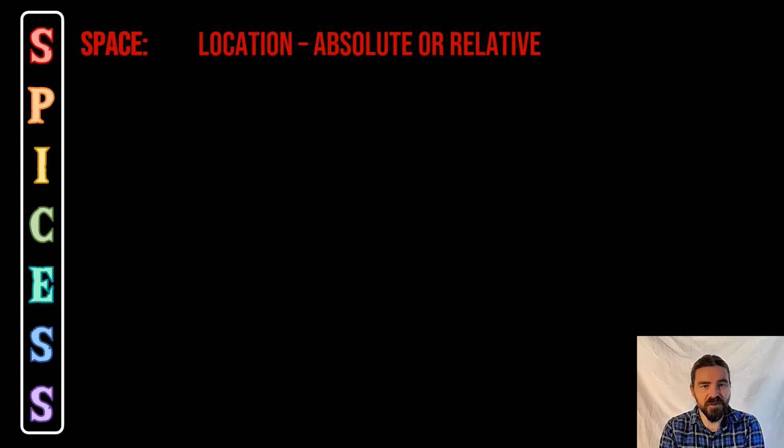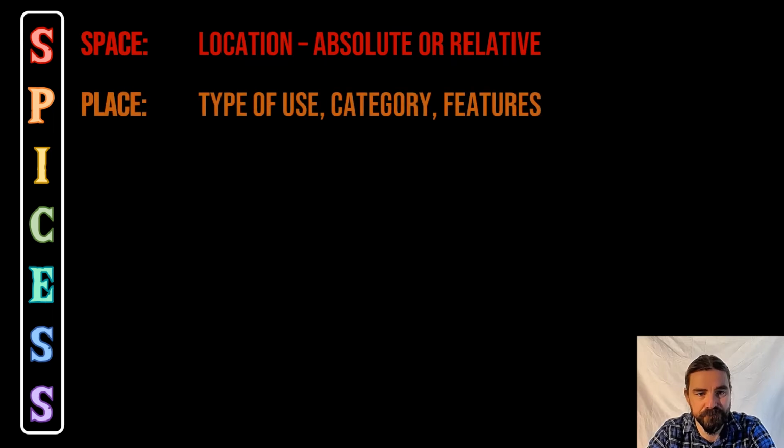Okay, so the S stands for space, and by space we're talking about its location. Now, location can be absolute, so like the GPS coordinates, you know, like 100 degrees east and 20 degrees south or whatever, or it could be relative. That means it's relative or related to somewhere else. So you could say, you know, Sydney is 800 kilometers northeast of Melbourne. That's it, relative to somewhere else. So there's two different ways to talk about location.